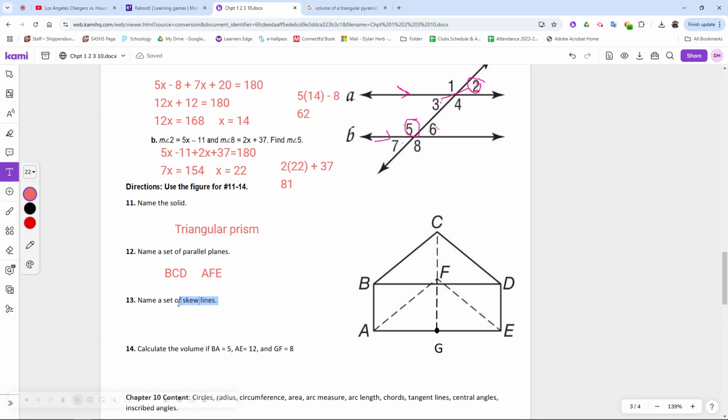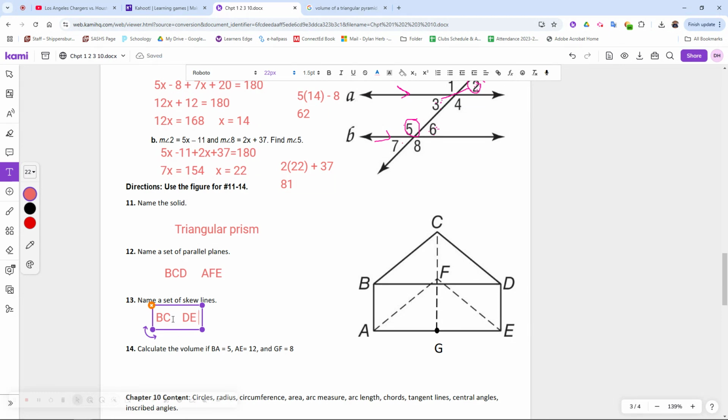Skew lines. Skew lines are not on the same plane, and they are also not parallel to each other. So an example of skew lines would maybe be BC, and not on the same plane, so I can't use either of these top two lines that connect with that triangle, but I can use like DE. So DE is not on the same plane, it's also not parallel.